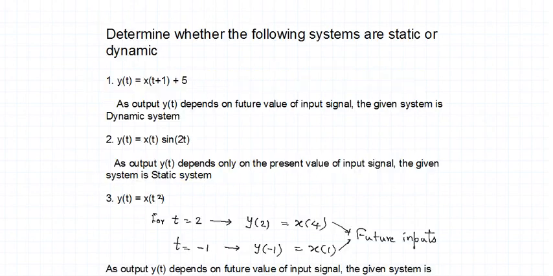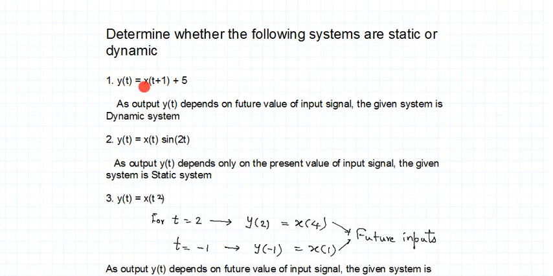Output is a function of the future value of the input term. Here you could see x of t plus 1 indicates the future value. Advanced signals indicate the future values. So output is not dependent on present value.